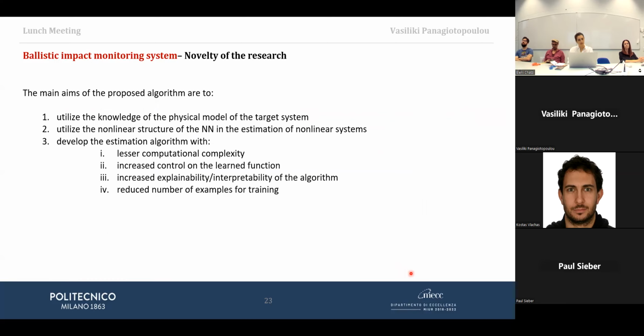So all in all, the target of this research and of the proposed algorithm would be to, first of all, utilize the knowledge of physical models, build a model able to work for nonlinear systems, develop a diagnostic algorithm with lesser computational complexity, increase control due to the presence of physics, increased explainability and interpretability, and of course, try to use as little training data as possible.